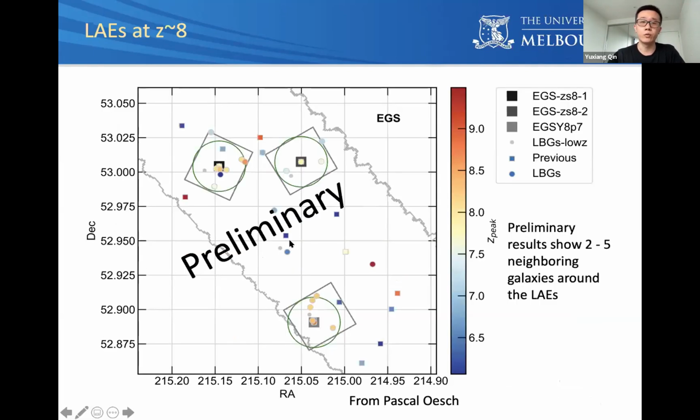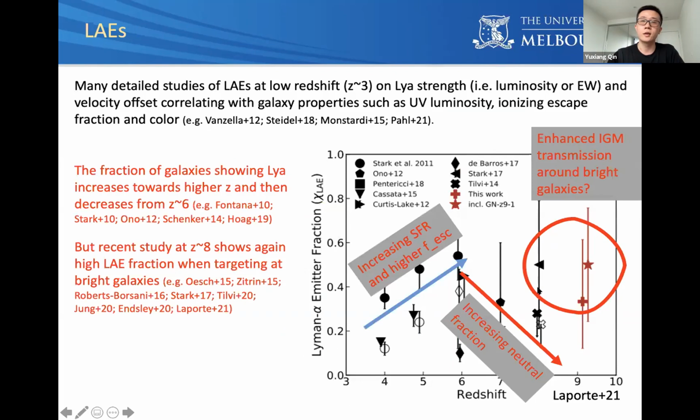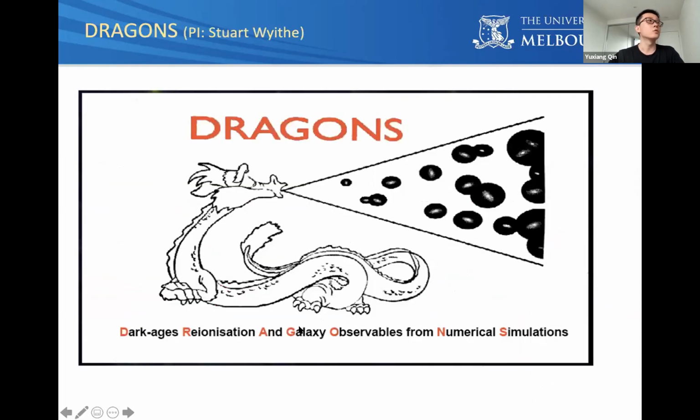And we also have some preliminary results from Pascal Oesch, where they follow up with a very deep Hubble image near these 3 Lyman alpha emitters. They find a larger number of bright galaxies in the neighborhoods of these Lyman alpha emitters. So this seems to suggest that the Lyman alpha transmission in the IGM around those bright galaxies is enhanced, either because they themselves contribute a lot of ionizing photons, or they are clustered together with other bright galaxies, so that the environments are ionized to a high degree. So we want to explore this.